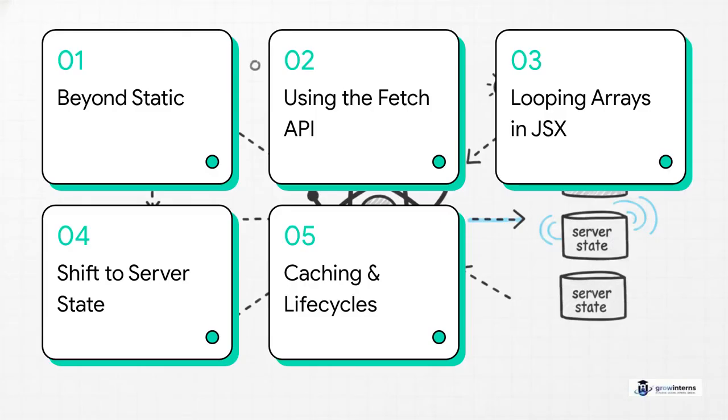So, here's our game plan for today. We'll start by moving beyond static data. Then we'll get hands-on with the Fetch API, followed by looping arrays in JSX. After that, we'll tackle the big shift to server state and wrap up with managing caching and lifecycles. It's a clear, step-by-step roadmap to get you building real-world apps.